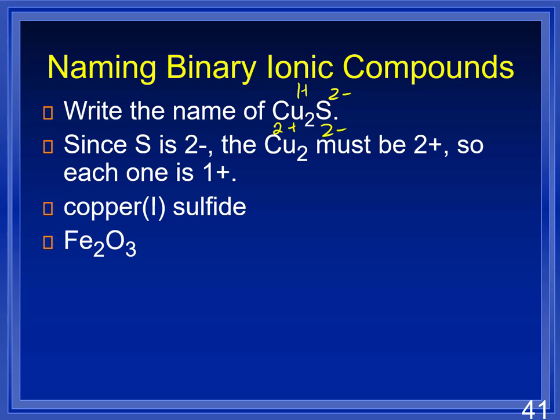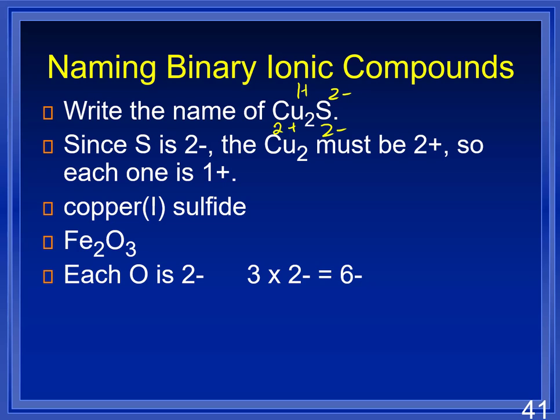Fe is iron, so I know I'm going to write iron. Iron's in the middle of transition metals, so I need parentheses. O is oxygen. I'm going to change that to oxide, so it's iron something oxide. I need to figure out what the something is.